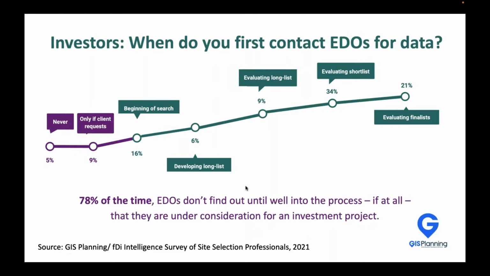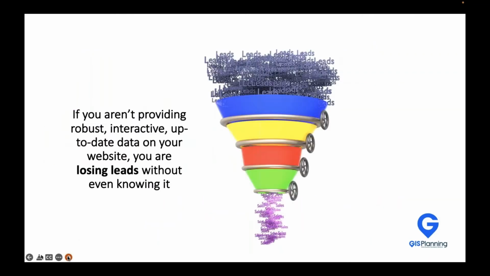Now, this is what's so important. If you're waiting for them to email you or call you and let you know they're under consideration to provide robust, interactive, up-to-date data, then you really are a little bit late to the party. If you're not putting this on your website, you're losing leads without even knowing that you are in the running. This is a sobering thought, because we know how competitive the global marketplace is for investment and how critical it is that you get ahead of these potential leads so that you can work with them. Now, Stevie, I'm going to pass this over to you so you can lead us into the next slides.